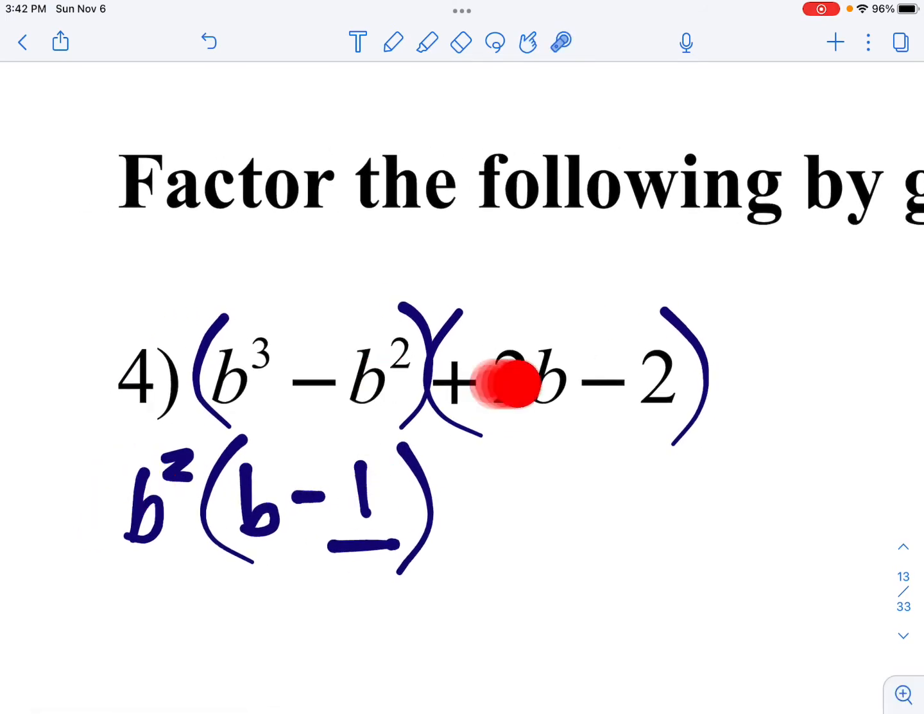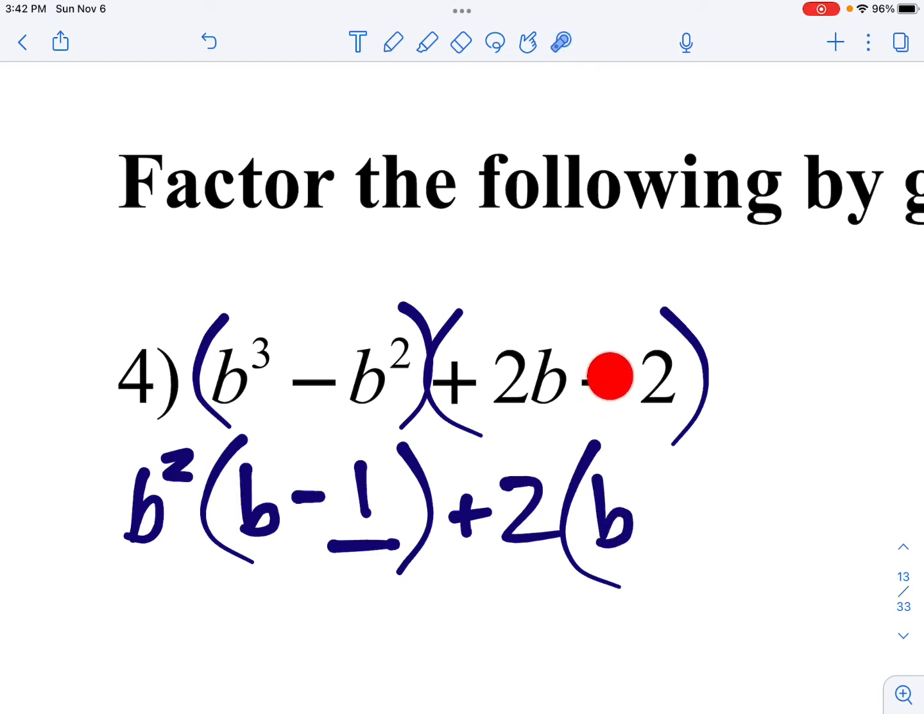Now I'm going to do the same thing with this group. I see that there's a 2 here and there's a 2 here. Awesome. I'm going to pull out a positive 2, and there's nothing else to take out. This was 2b. I got rid of the 2. That means there is a b left. Here's my minus sign. That's going to stay. This was a 2 divided by 2. Again, I need to have a 1 there to hold the place.